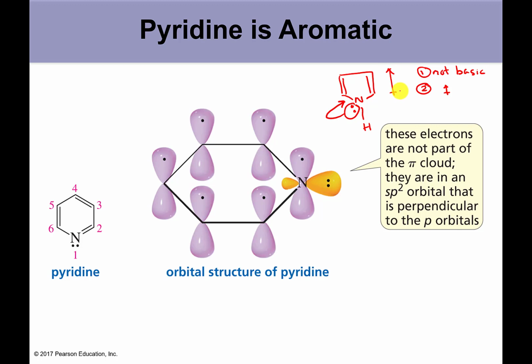Now in pyridine, we have a slightly different situation. For all practical purposes, it looks very similar. It's a nitrogen in a 5-membered ring, and it's also aromatic. But in the nitrogen, what we find is that that lone pair is in the plane of the molecule. That is, it's perpendicular to the p orbitals, like these p orbitals, and as a result, does not get involved in delocalization.